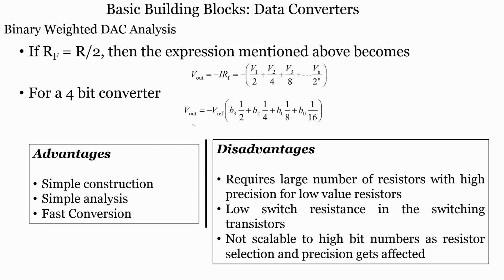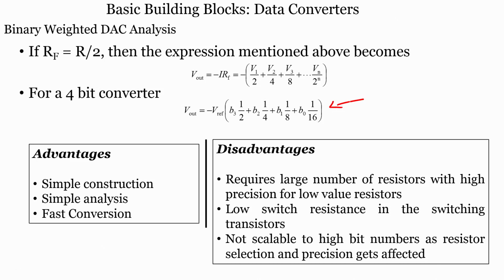For a 4 bit converter, it is minus V reference, right. V out equals minus RF. So, for a 4 bit converter, we will say my V out equals minus V RF, and then we have 4 bits B3, B2, B1 and B0. So, it will be like 1 by 2, 1 by 4, 1 by 8 and 1 by 16, right. So, it is easy to convert your digital signal to the analog domain by using this particular DAC.